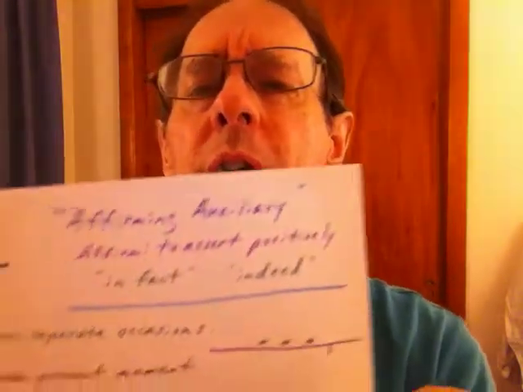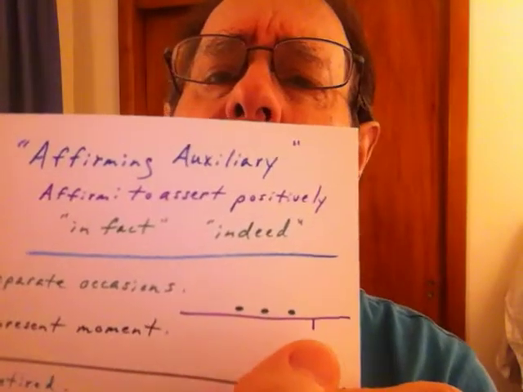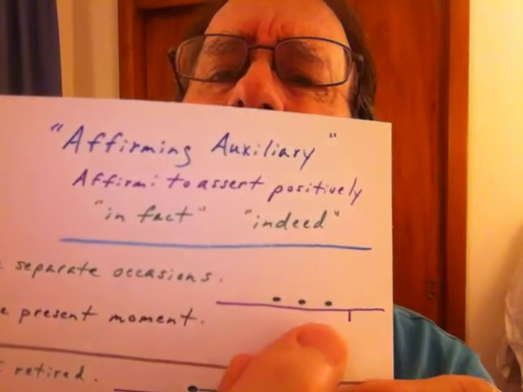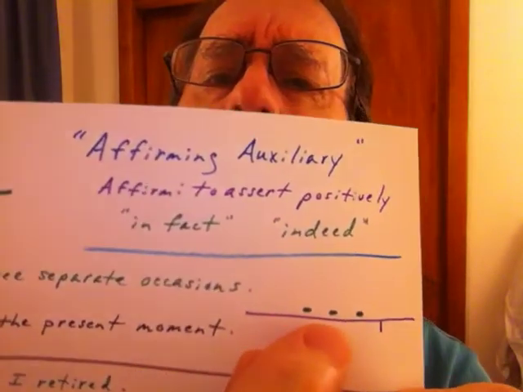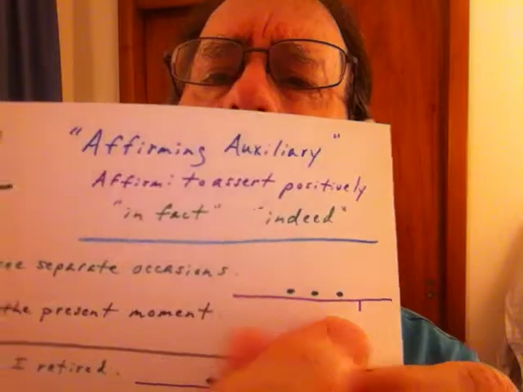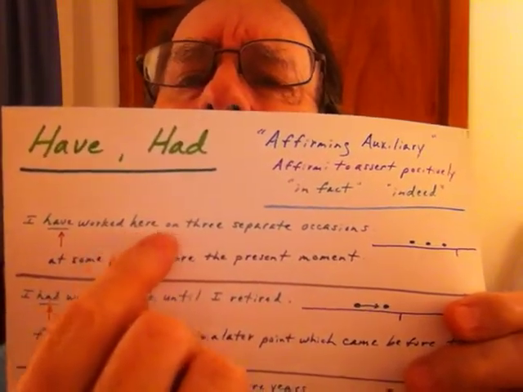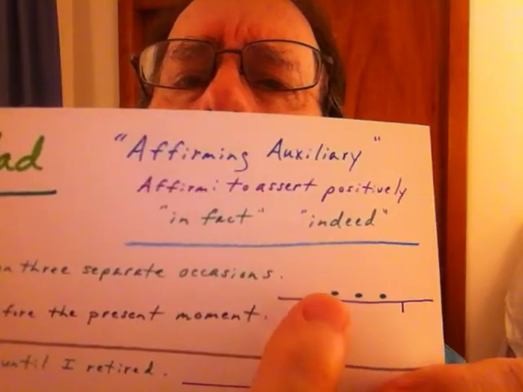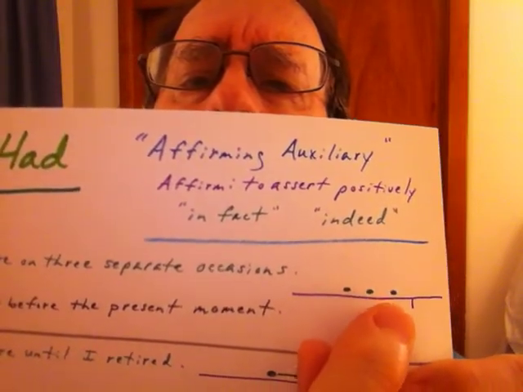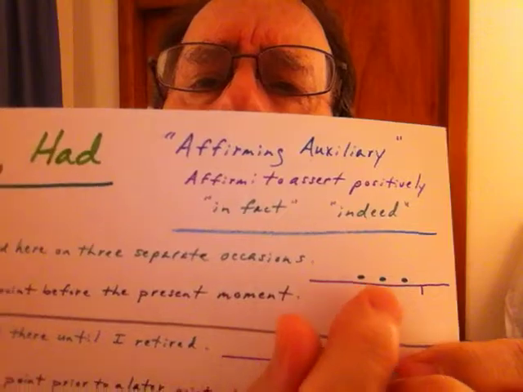So if you do a little timeline here, and this is the present moment, you'll see you have these 3 points that happened before the present moment. I have worked here on 3 separate occasions. 3 separate occasions, and here's the present moment. They came before that present moment. Okay, quickly, I'm going as fast as I can.